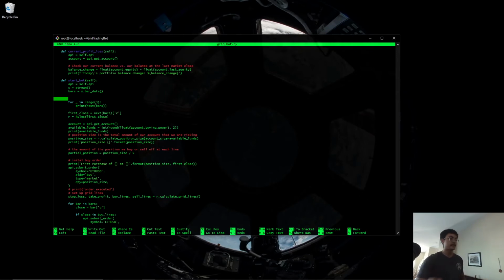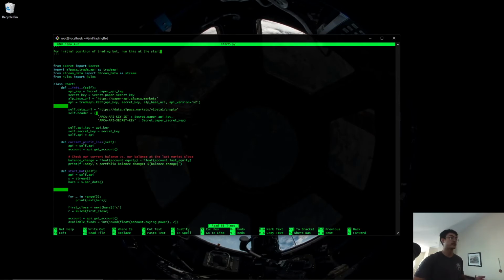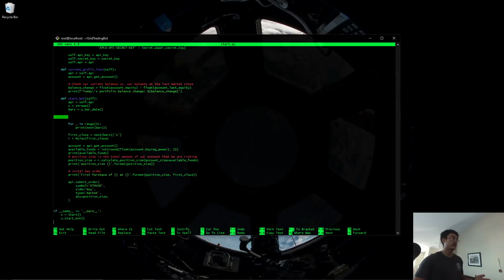So I actually had to separate the initial buy position with executing trades over time. So the way I did this was I had two separate scripts, the start.py, this is just what we would use for starting our initial position. We would just call the same code that we had for our grid bot, and then that would be that.